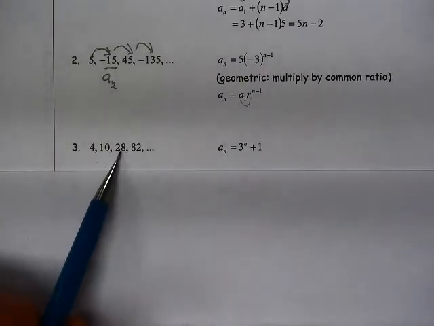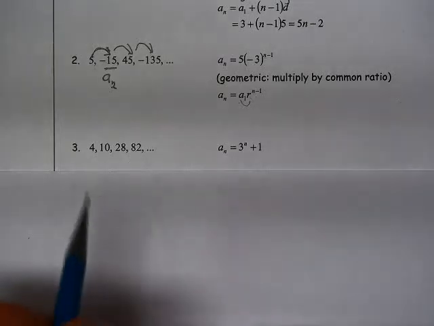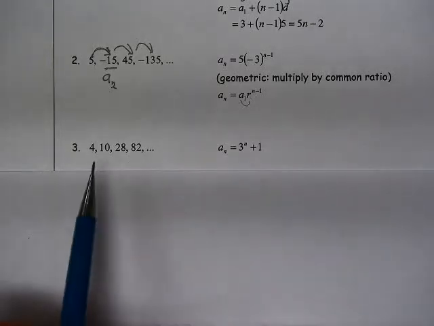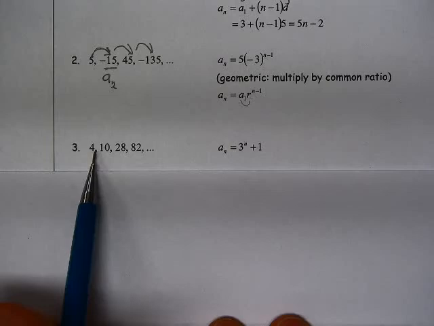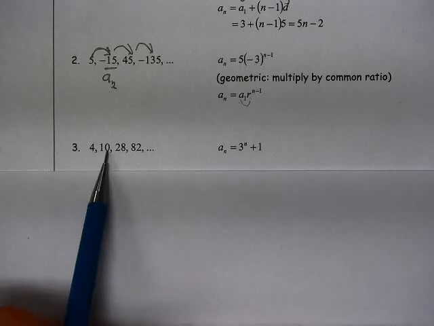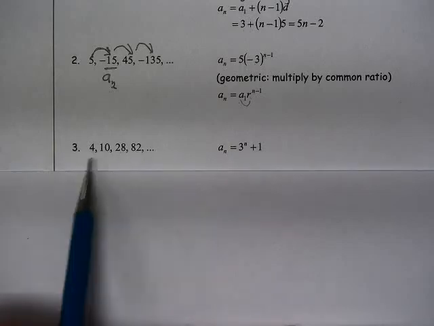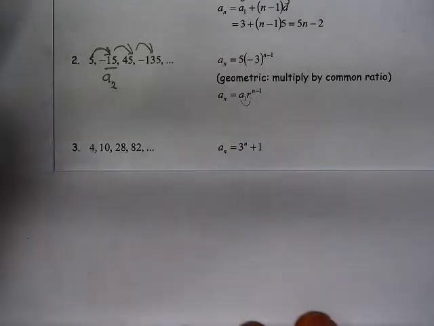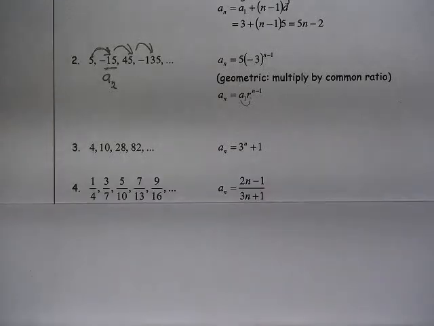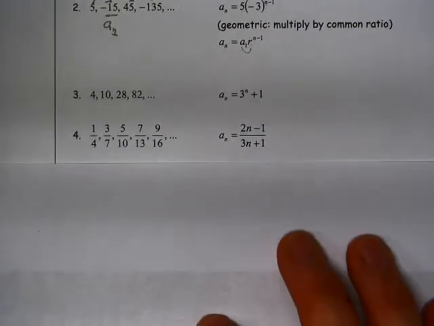Here we have 4, 10, 28, 82. So when we look at this, we kind of think, well, if we just thought about this as 1 less for each of these terms, it would be 3, 9, 27, 81, which are all powers of 3. So we might be able to discern that pattern out of there, 3 to the n plus 1.